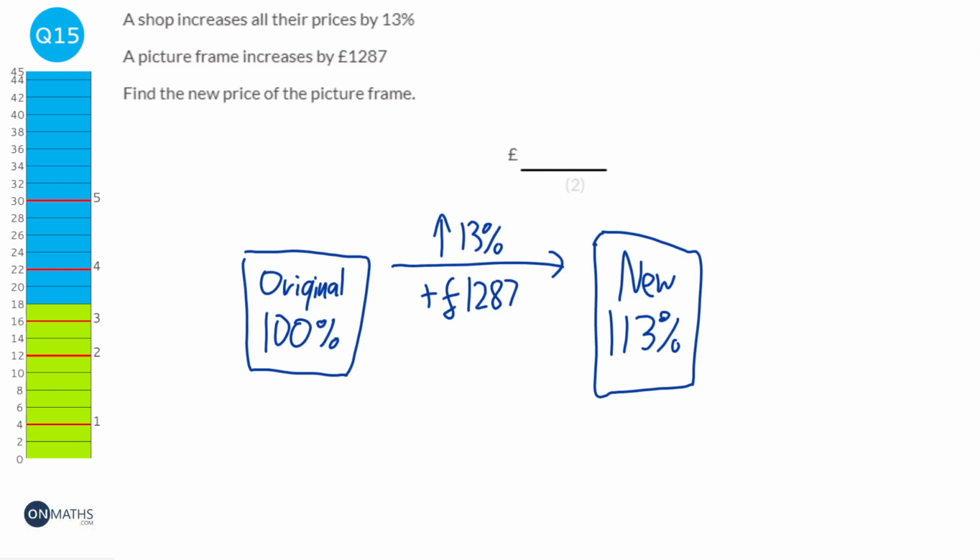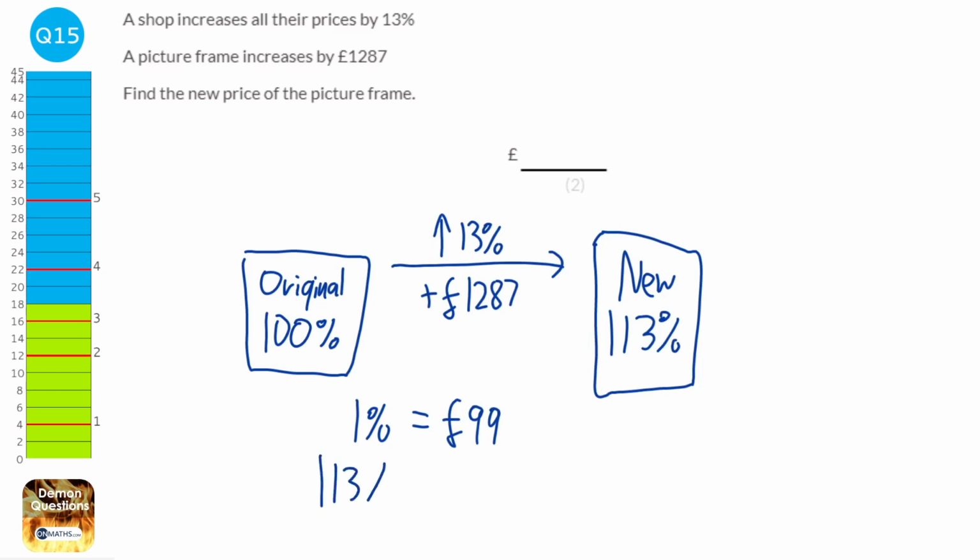So what we're going to do is work out what 1% of the price increase is. Instead of 13%, we're going to work out what 1% is. And we're going to do that by dividing the amount by 13, and we get 99. So 1% represents £99. So 1% of the original represents £99. But the new amount is 113%. So we need to times the £99 by 113, which gives us £11,187.